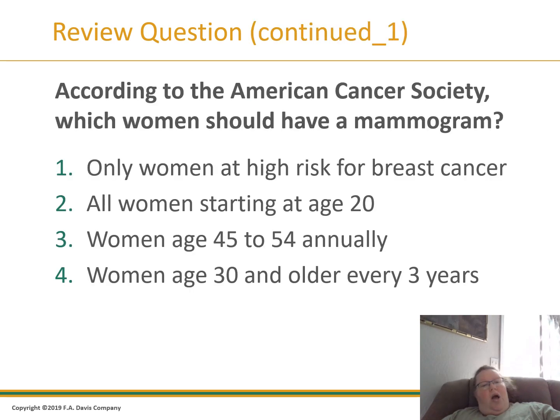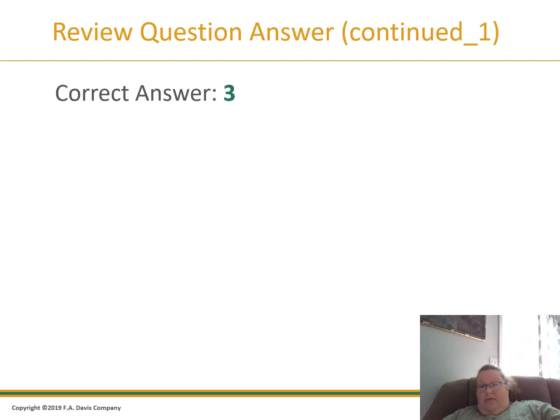Yes. According to the American Cancer Society, which women should have mammograms? Only women at risk for breast cancer, all women starting at age 20, women ages 45 to 54 annually, or women age 30 and older every 3 years. The answer is 3. Remember, if you're at high risk, you should be going at from 40 to 45.